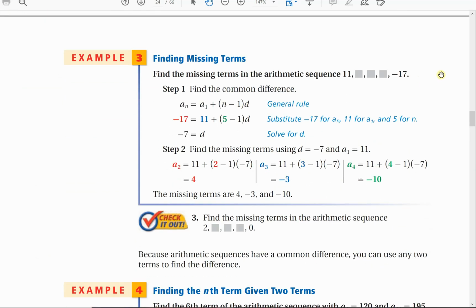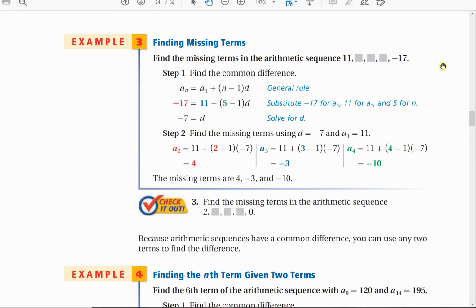How do we find missing terms? All right, so how do we find the missing terms here? We have 11, blank, blank, negative 17. First of all, we're going to find the common difference. I'm going to say, okay, a1 is my first term. Negative 17 is my 5th term. So negative 17 is equal to 11 plus 5 minus 1 times d. d is negative 7.